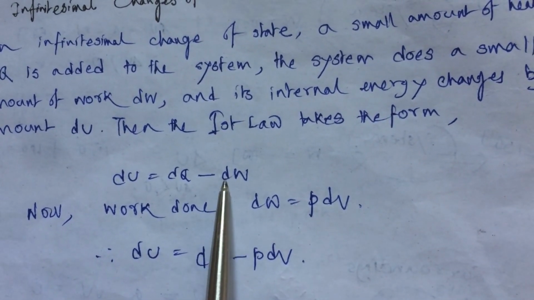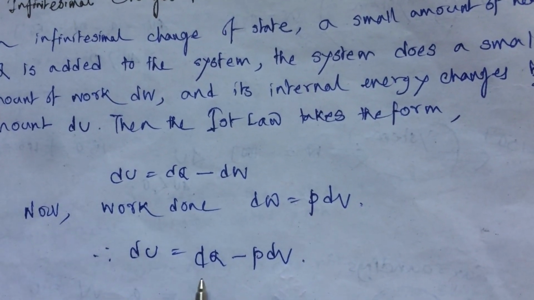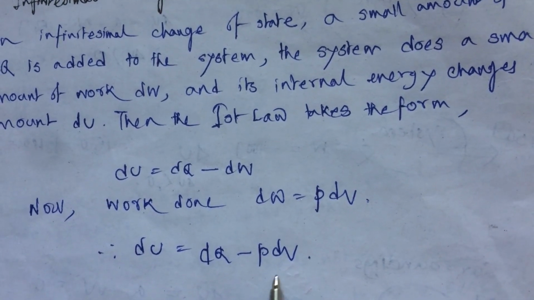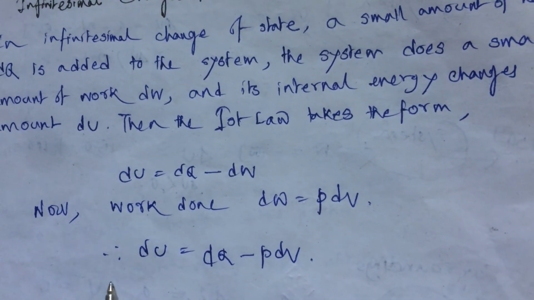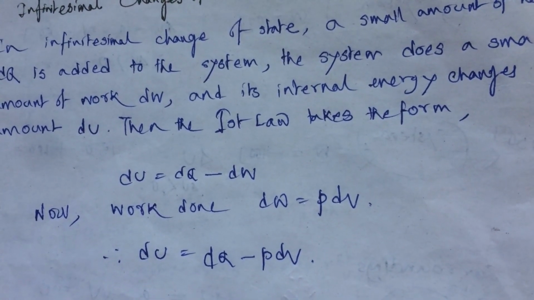So in place of dw, I can write dw equal to pdv, which will give me du equal to dq minus pdv. So this is the form of first law of thermodynamics during infinitesimal changes.